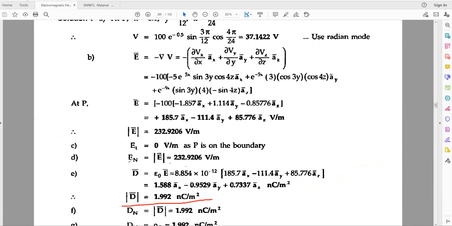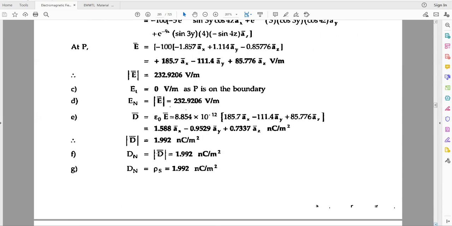And the Dn, what is the En here? The normal component of the electric field is the magnitude of E bar. The normal component of the electric flux is also the magnitude of D bar, that is 1.99 nanocoulomb per meter square. So we got the normal component for the electric field and the normal component for the electric flux, and the tangential component is equal to 0. Et is equal to 0 means Dt is also 0.